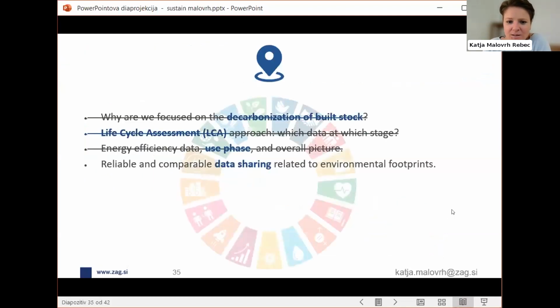Now, for the end, we would like to say something about data sharing and how to make it comparable and reliable, for sure.